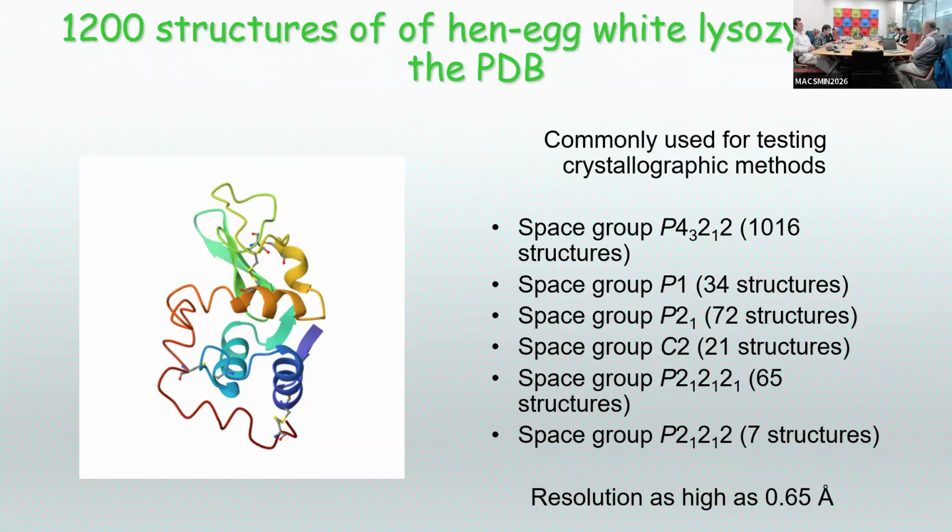But one of the things that I was really puzzled about is why there are more than 1,000 structures of hen egg white lysozyme in the protein data bank. Now, you see here some statistics. So these are all structures of the same enzyme, 129 amino acids, very simple. You see the structure in here.